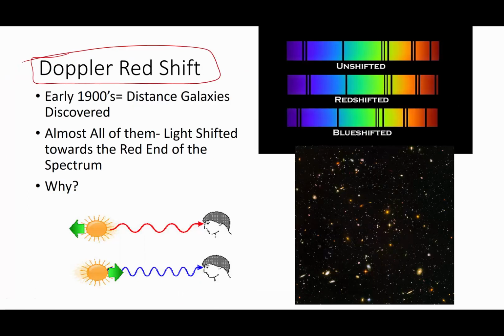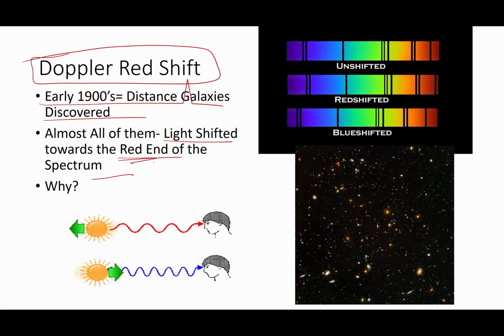One of the other places you may hear Doppler discussed is in astronomy. Early 1900s was the first time, a little over 100 years ago, that we realized that there are other galaxies. And today we know there are billions of other galaxies out there. And astronomers have realized that almost all of them, their light is shifted towards the red end of the spectrum.